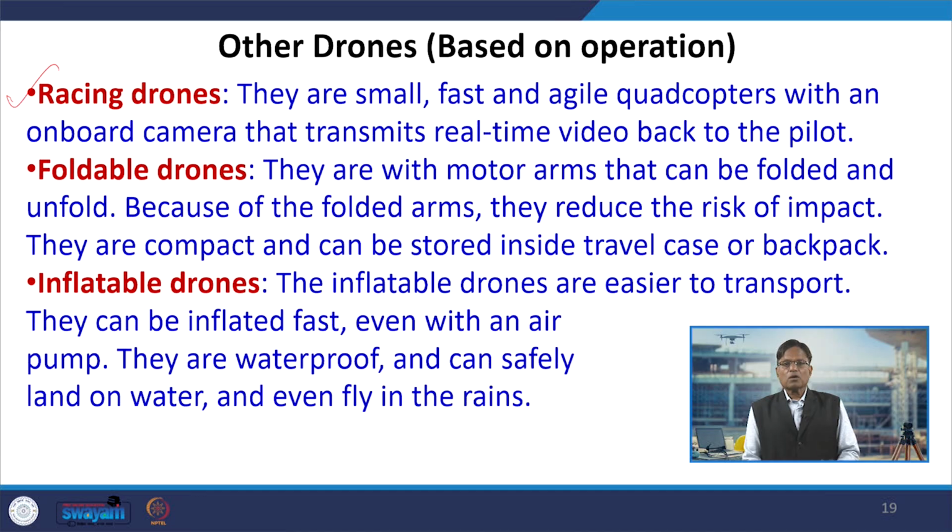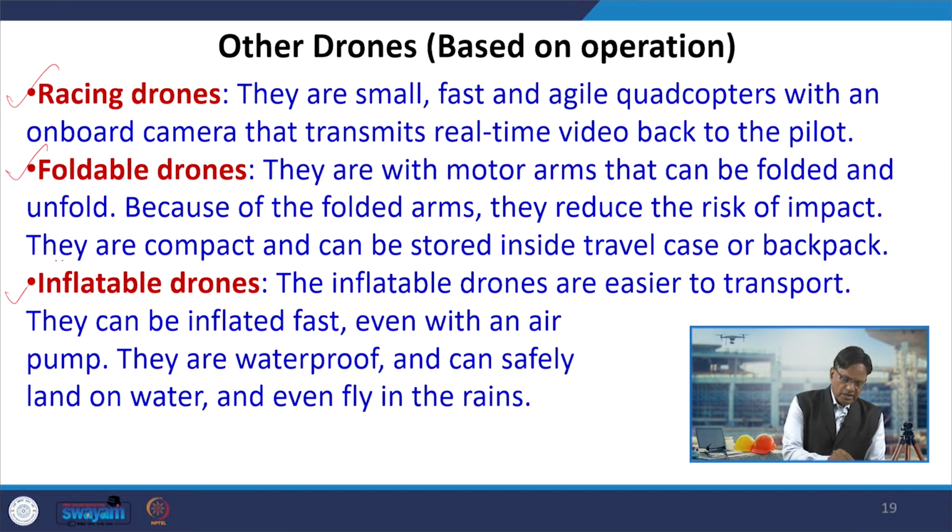They are agile quadcopters with an onboard camera that will transmit the real-time video back to the pilot on the ground. Then the further innovation brings the foldable drones. As the name itself suggests, they have motor arms that can be folded and unfolded. Because of the folded arms, they reduce the risk of impact, and they are easy to transport. They are very compact and can be stored inside a travel case or in a backpack.